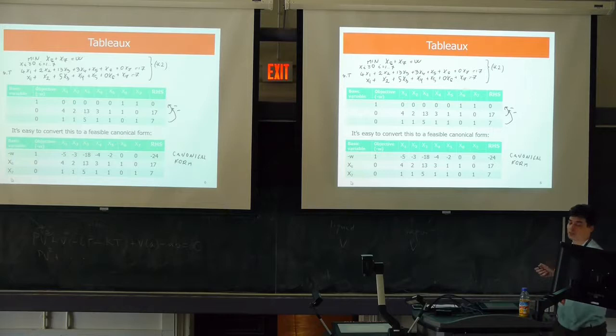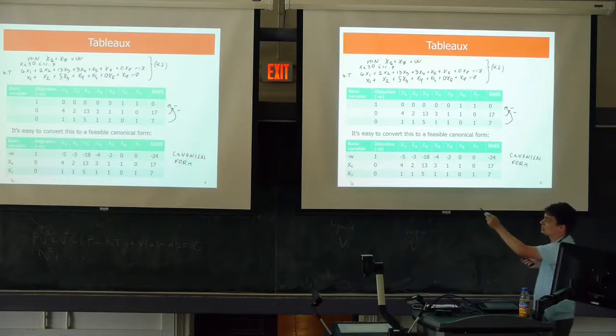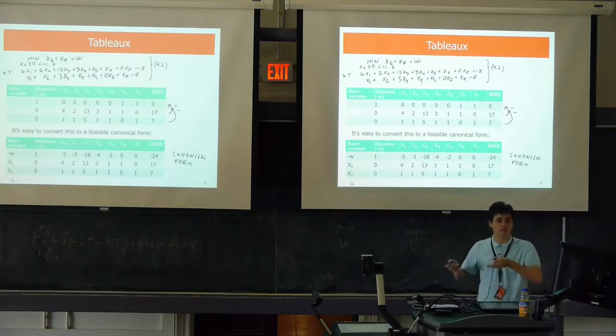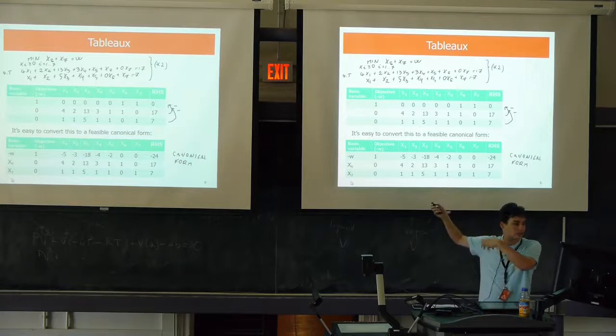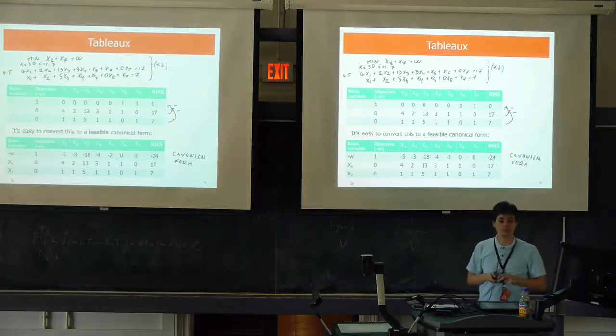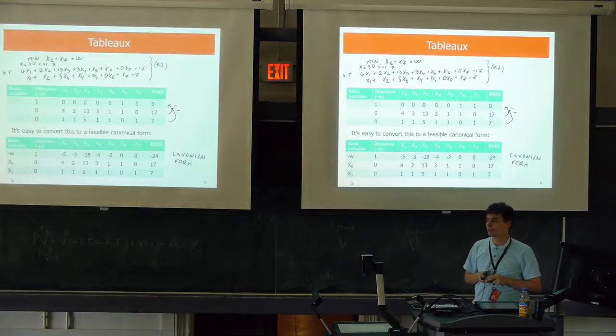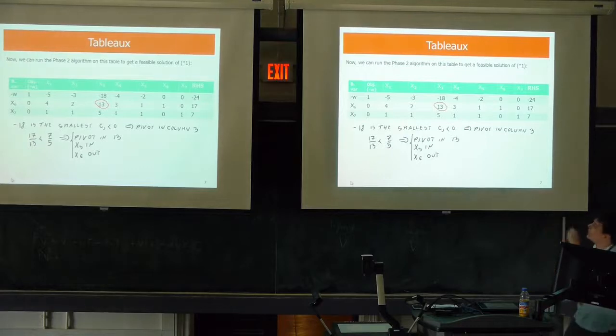And now this is in a canonical form, so we can run that simplex algorithm that we just discussed to minimize the cost function of W. If that cost function will become 0, then we found a feasible solution. And from that feasible solution, with the original cost function, we can run again the second phase of the simplex algorithm, and that will solve our original problem. Clear? Very good.